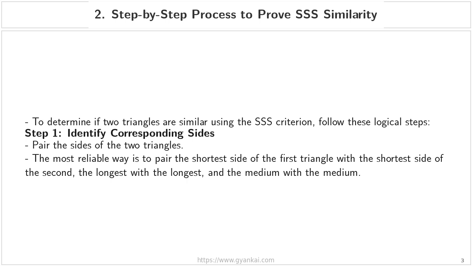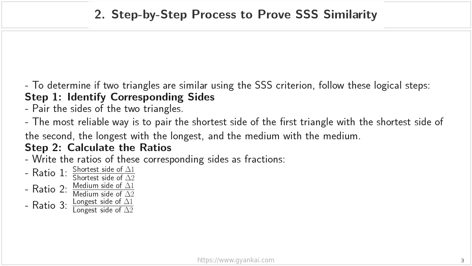First, we begin with step 1, identifying the corresponding sides. When you are looking at two different triangles, you shouldn't just pick sides at random. To be as accurate as possible, I recommend a very reliable method. Pair the shortest side of the first triangle with the shortest side of the second triangle. Then, pair the medium-sized side of the first with the medium-sized side of the second, and finally, pair the longest side of the first with the longest side of the second. This ensures you are comparing the correct parts of each shape.